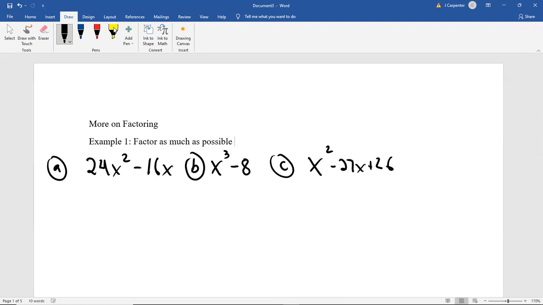So look over your previous instructions. Remember, if the first thing you see is a GCF, take that out. You have those 3 formulas: difference of squares, sum of cubes, difference of cubes. You had the shortcut method, you had the AC method, you had factor by grouping for the 4-term polynomial, which the AC method also used because we took a trinomial and turned it into a 4-term polynomial. All right.